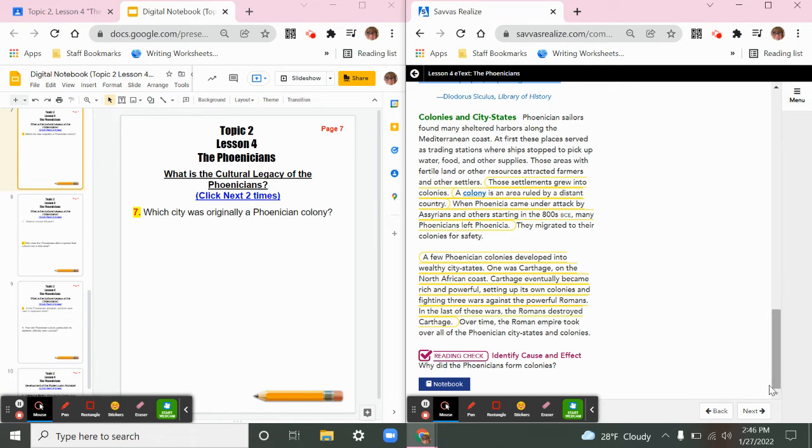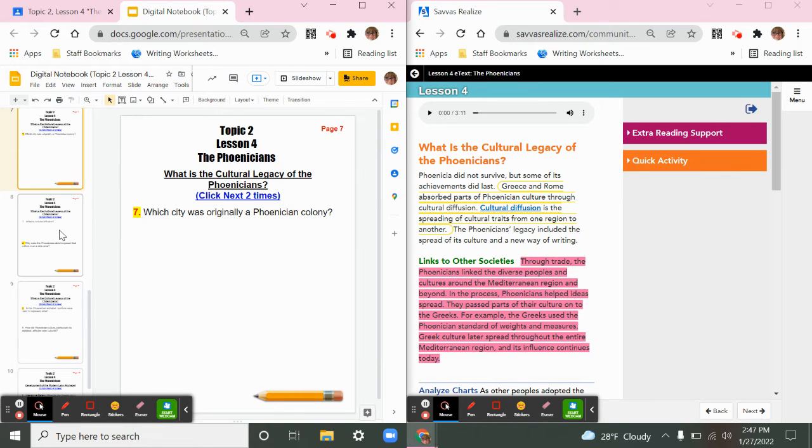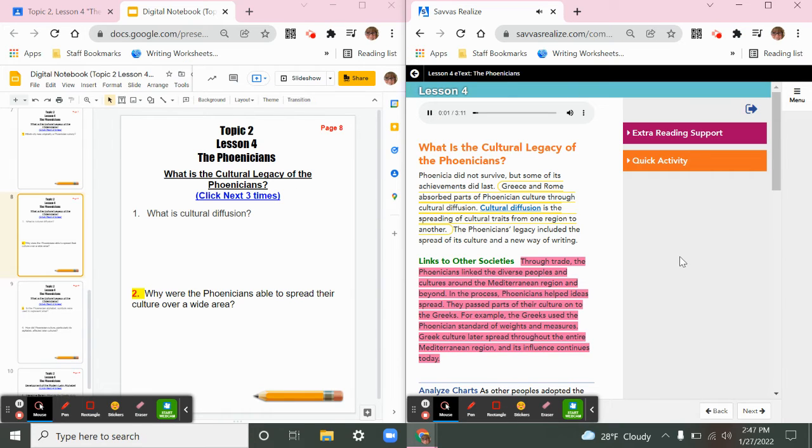So now you're going to have to click next. So that's going to be 3 total clicks from the start. So click next. We can now move into slide number 8. Now we're going to be getting into what is the cultural legacy of the Phoenicians? What is the cultural legacy of the Phoenicians?